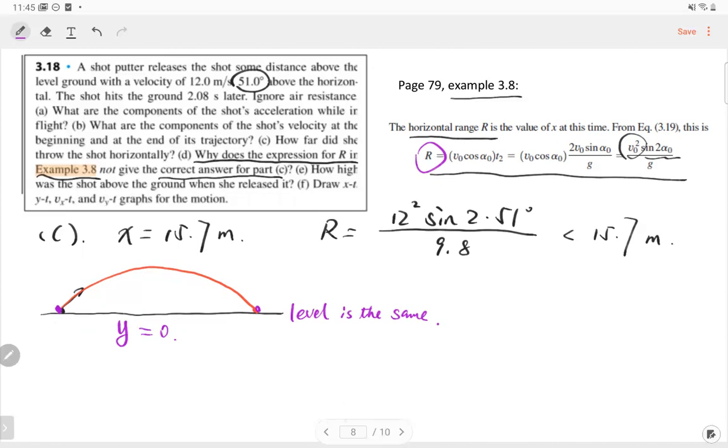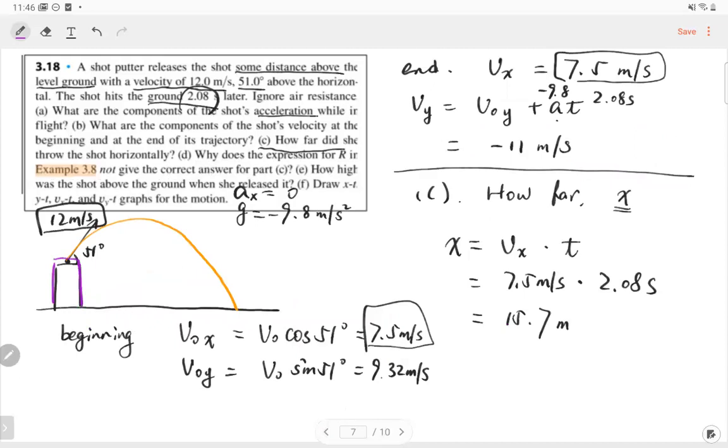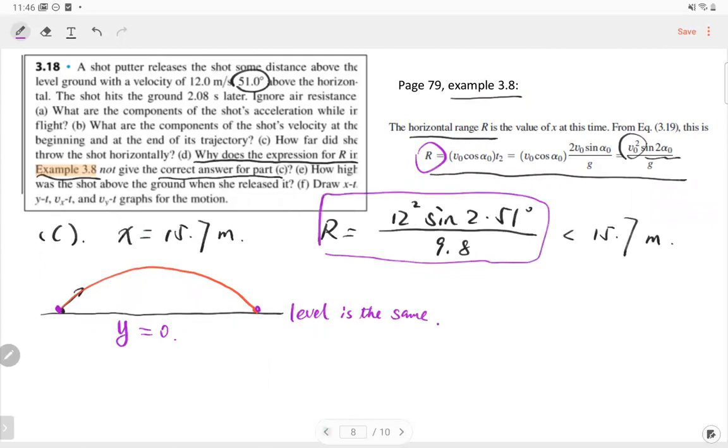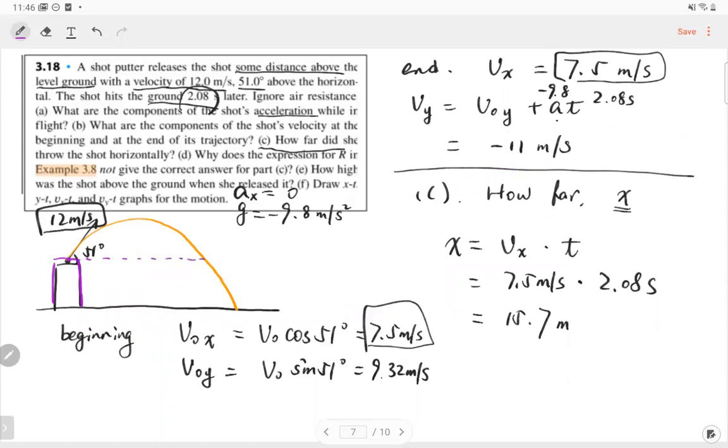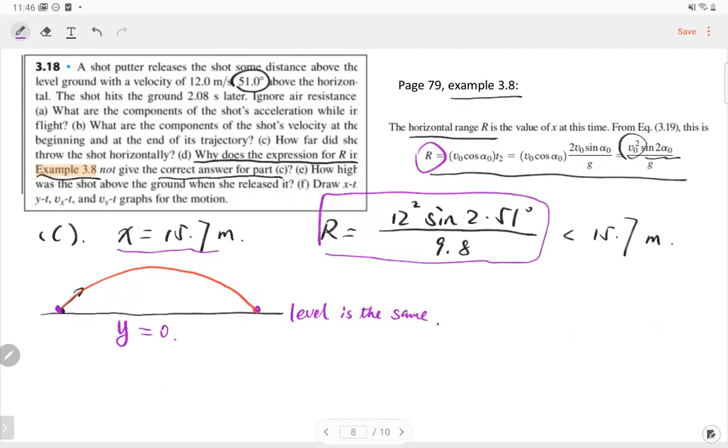But in this question, there is some level above. So this equation gives you the expression from here at the same level to here. That equation gives you the R. The starting point and the ending point should have the same level. But because there is some height for the shot to fly further, we need to calculate this range. So that means we get a larger number. The displacement is larger than this expression. Okay. So this is part D.